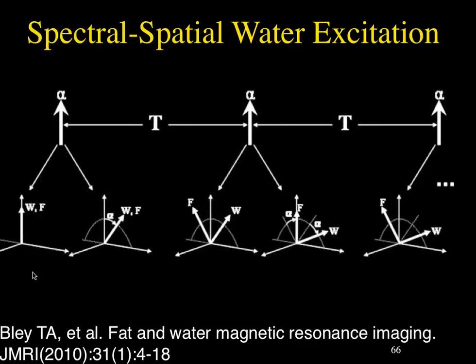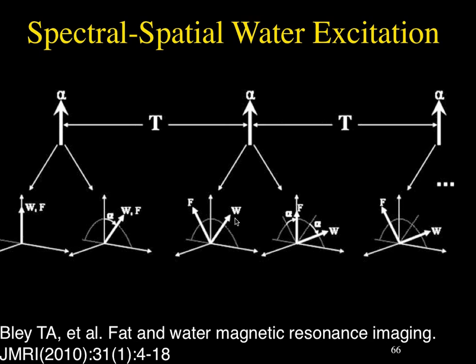Okay. Now, the next technique that can suppress fat is called spectral spatial water excitation, where we can just excite water and we don't excite fat. The way this works is you start out with your bulk magnetization vector in the z direction, and water and fat are both pointing in the same direction here. Then if we do a small pulse, let's say something like a 30-degree pulse, you'll rotate both water and fat 30 degrees into the XY plane, and then this whole bulk magnetization vector starts spinning around.